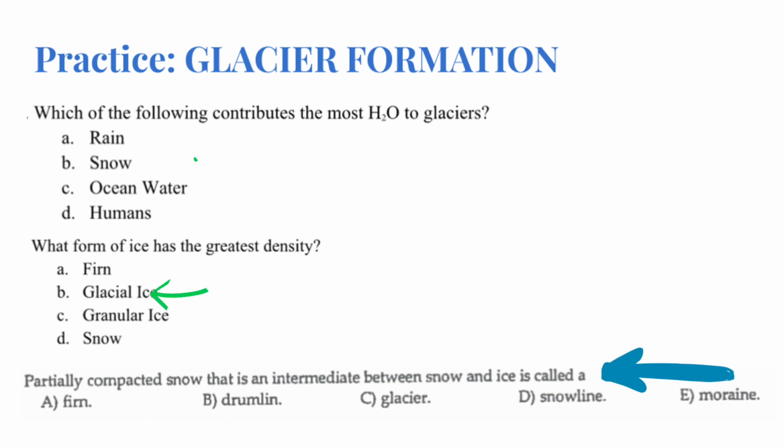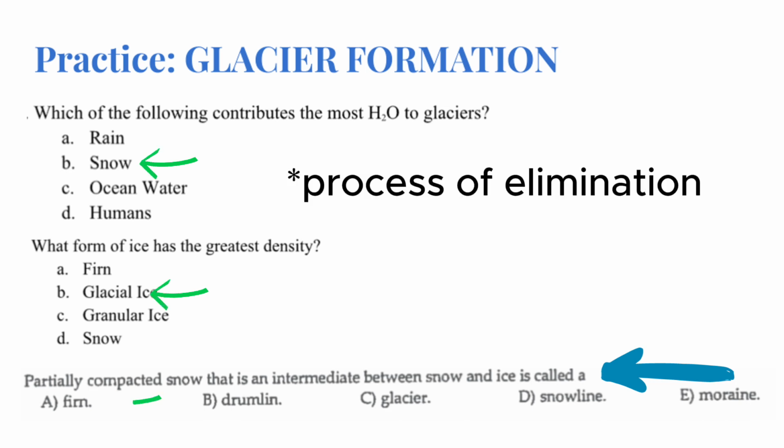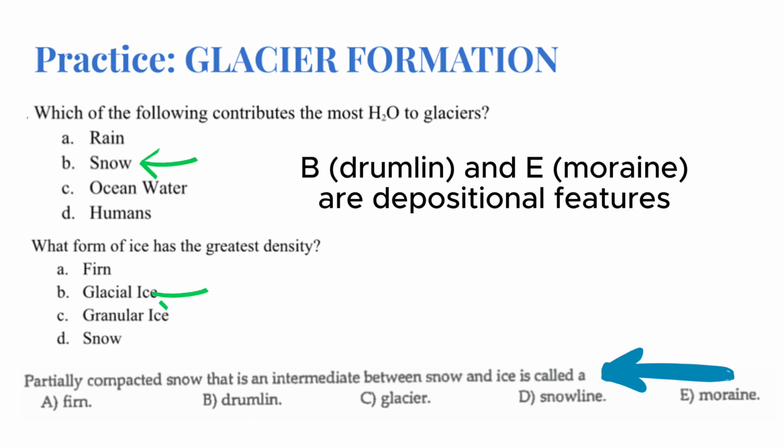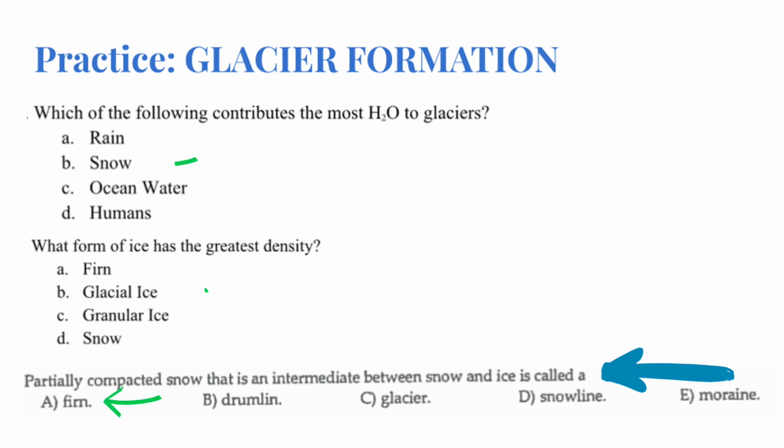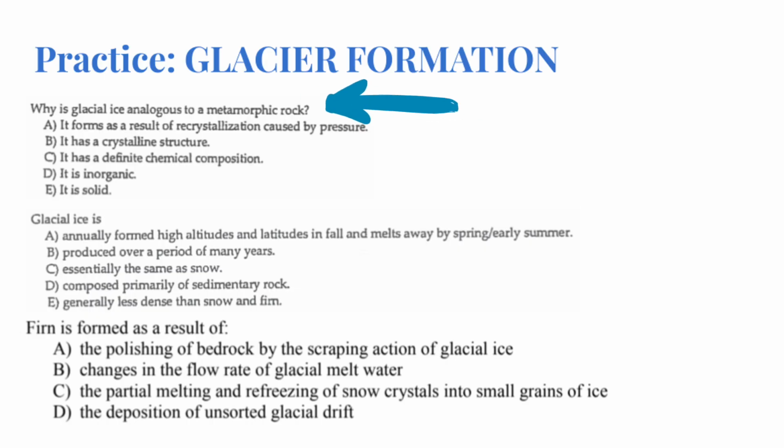The third question: partially compacted snow that is an intermediate between snow and ice is called A. The answer is going to be A, firn. We can also use process of elimination for this question. For answer choices B and E, these are both depositional glacial features. So drumlin and moraines are not partially compacted snow, and C and D are definitely not features that describe snow. So therefore, the answer is A. This is a question that basically just tests you on definitions, and you should be able to get this right away.